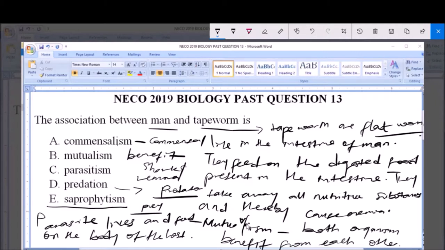Now from my description of all these options, you will see that the association between man and tapeworm is parasitism. Because the tapeworm is a parasite that lives and feeds inside man, which is the host, that is in the intestine of man. Man is the host and the tapeworm is the parasite. It feeds on the host, that is, on digested food present in the intestine of the host, which is man, and also causes damage to man by causing anemia, vomiting, and other sorts of diseases. So the association between man and tapeworm is parasitism.